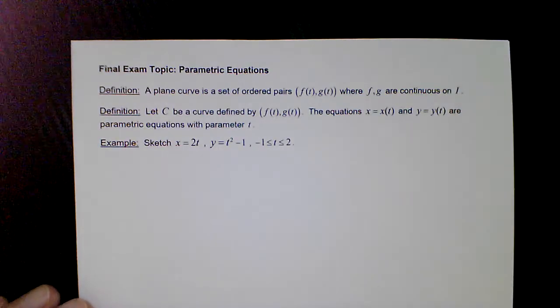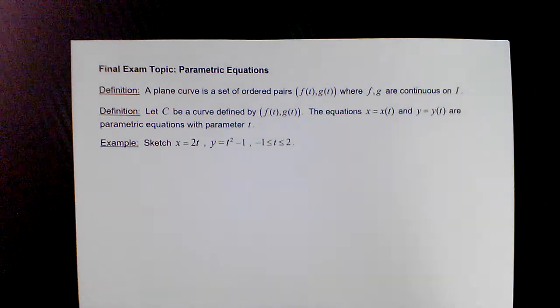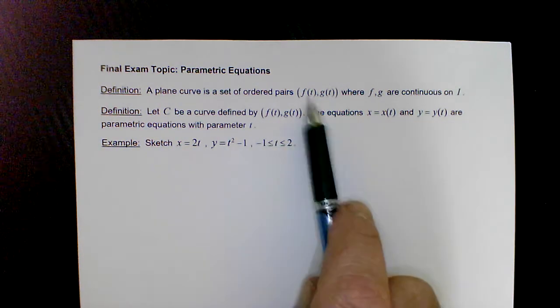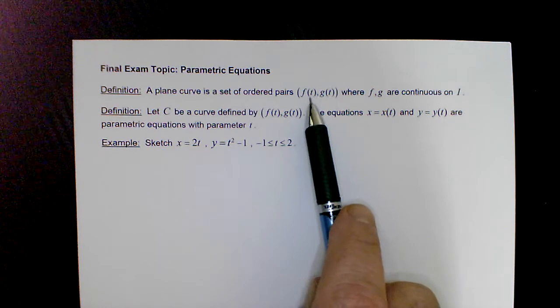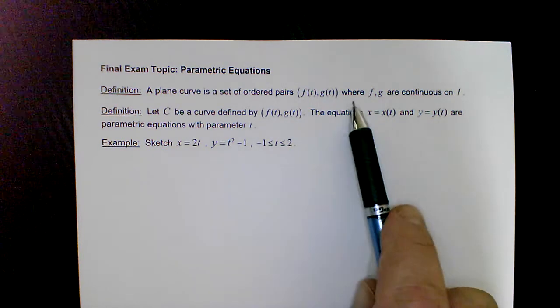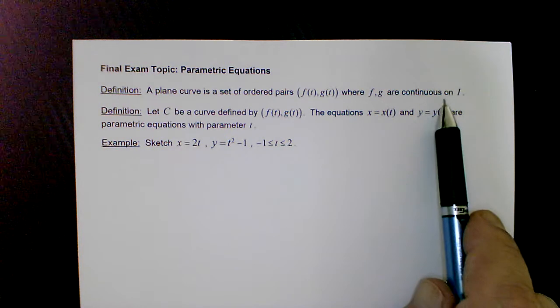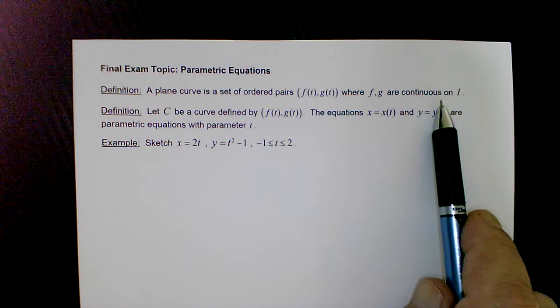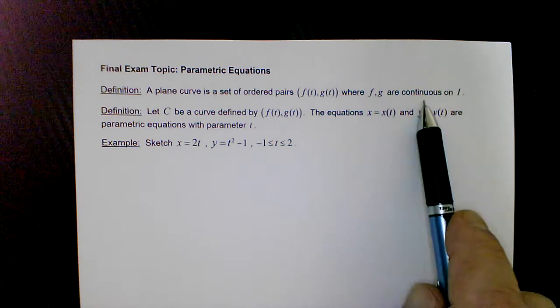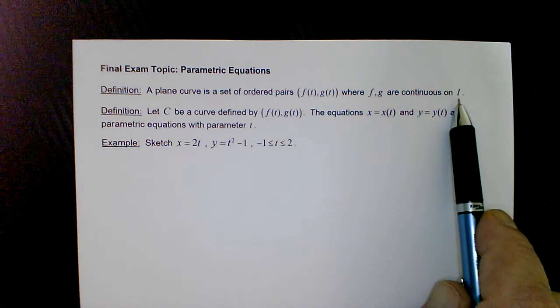polar coordinate work. So getting into parametric equations, we first define a plane curve, or just simply a curve, by a set of ordered pairs, but instead of saying x and y, we say f of t and g of t. And you'll see this often in mathematics. They'll state in a definition or a theorem where the functions are continuous on I. I is just some interval.